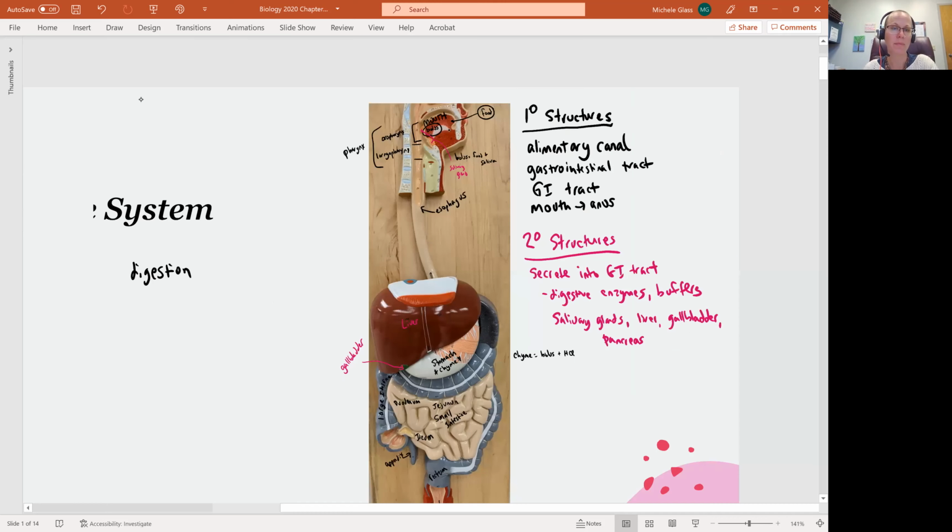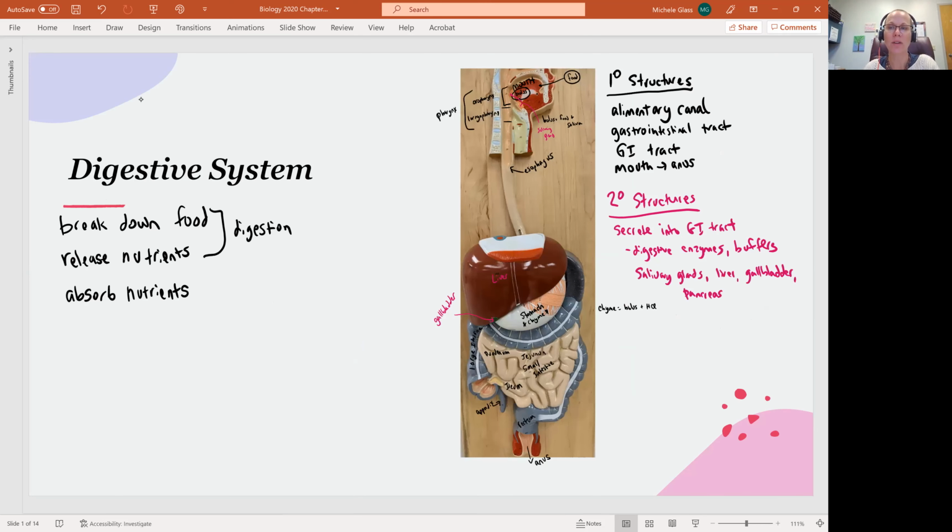Okay. Up next, let's take a look at the basic overall structure of the GI tract. We're going to be talking about the 4 layers.